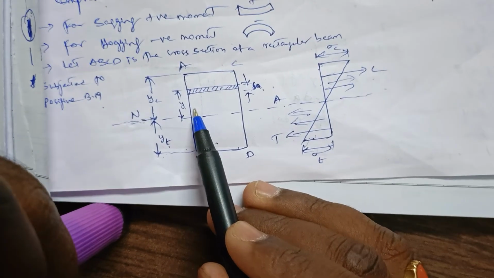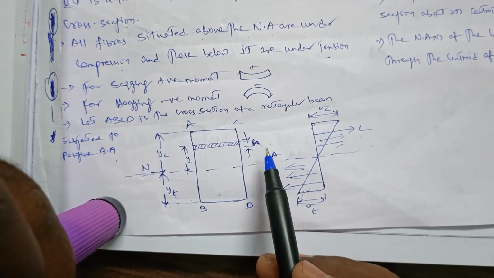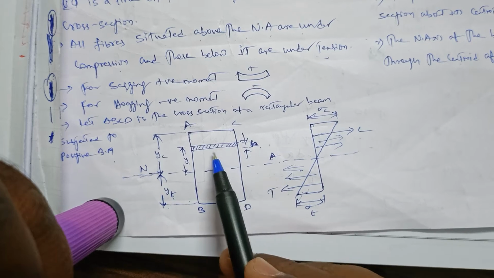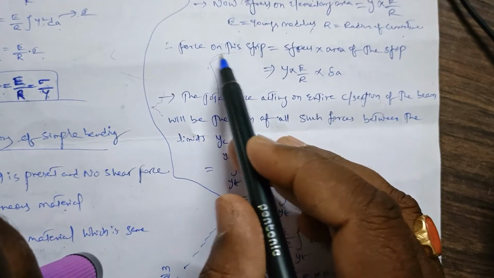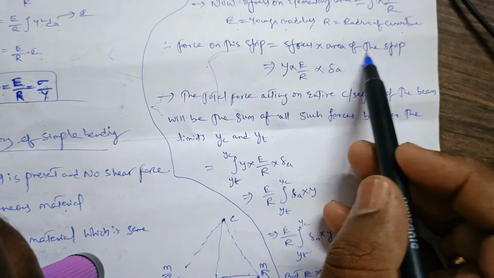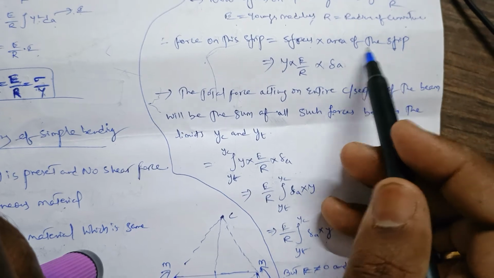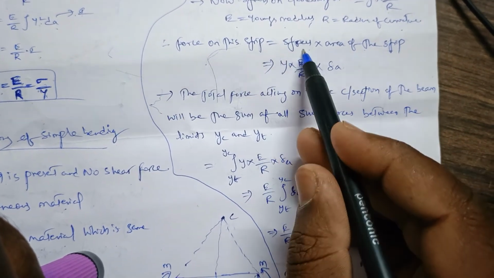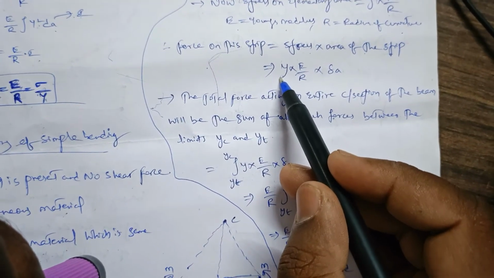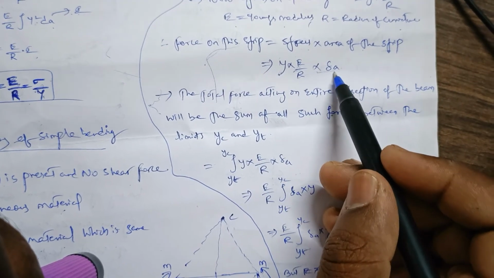So where is y here? This is the y. On this y, the stress on the elemental area is y into E by r. The force on this strip is equal to stress into area of the strip. The stress is y into E by r, so the force is y into E by r into sigma a.